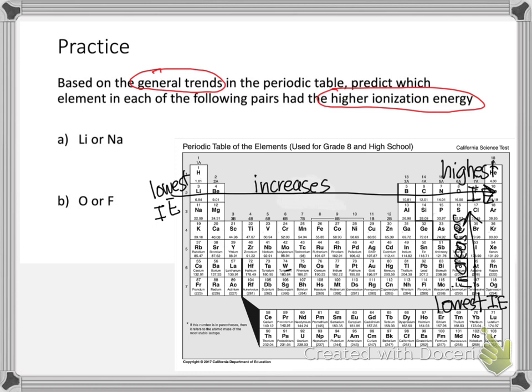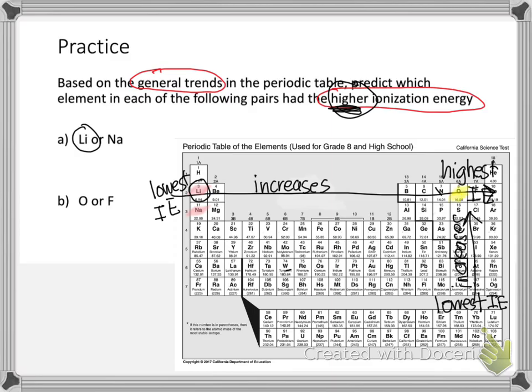The first is lithium and sodium. Okay, so I know in a group, if I look here, I know that the ionization energy increases up a group. So what do they want? They want the higher one. So the atoms higher in a group would have higher ionization energies. So lithium would have the higher because it is higher than sodium, and we know the ionization energy increases as you go up.